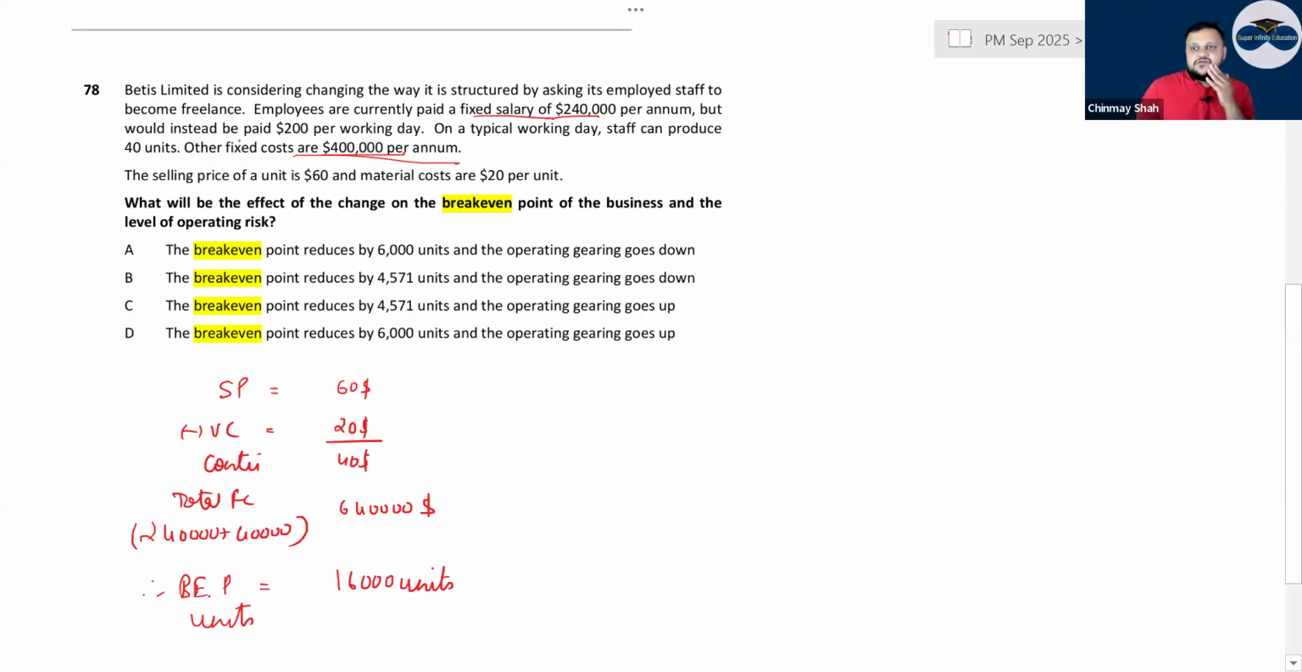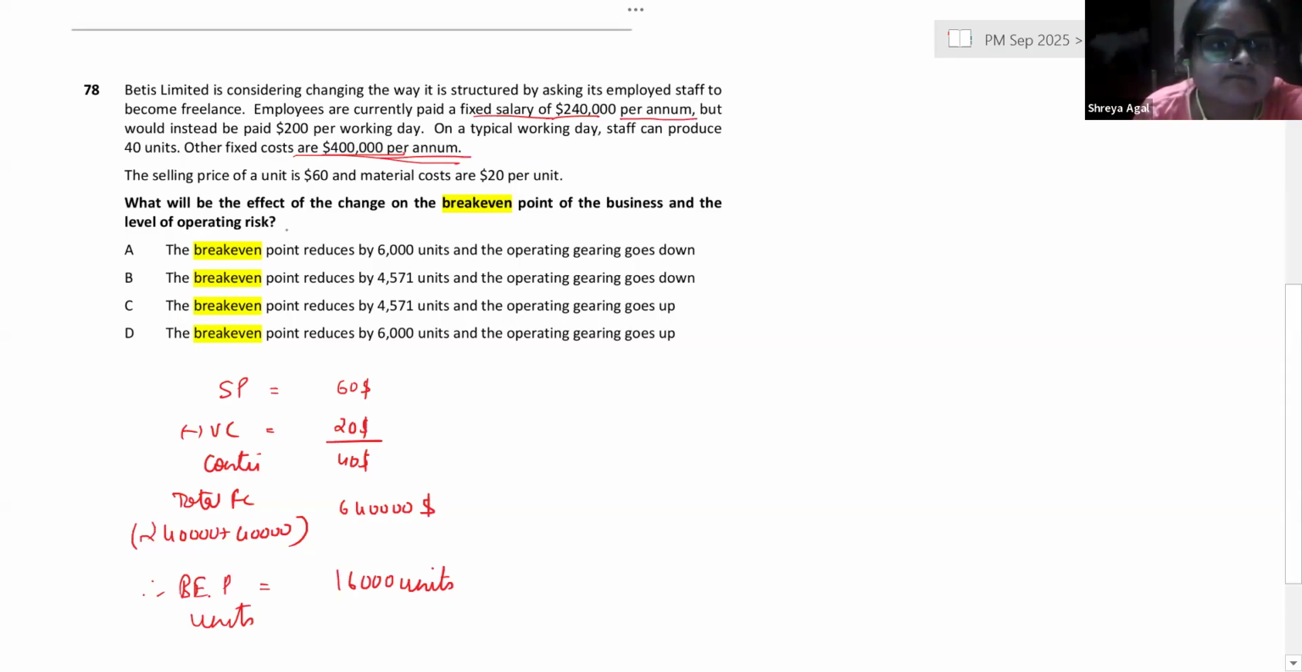Right now, what situation is there? 240 plus 200 per working day, 640,000 per working day and per annum. You did not read it properly. Fixed salary is 240,000 per annum. Fixed cost always is a period cost, or per unit or per day cost? Reading 240,000 what? Per annum.